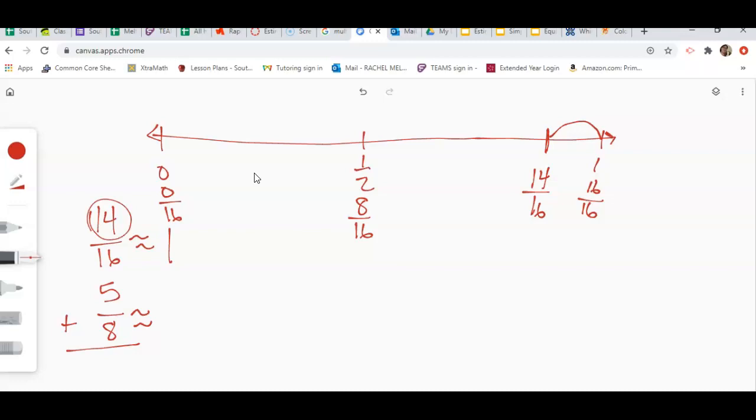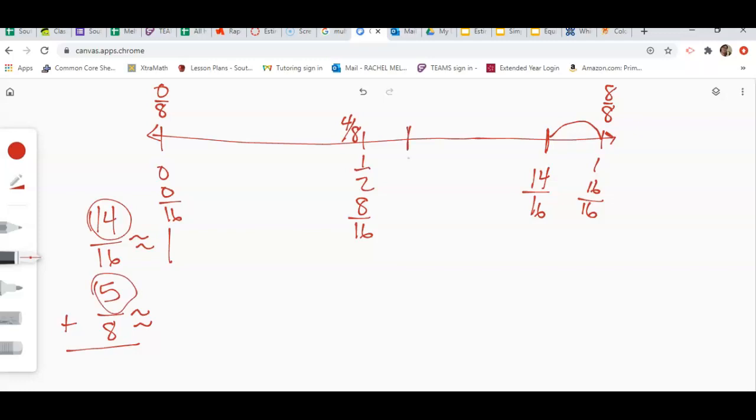All right, so let's do the 5/8. All right, so this would be 0/8. This would be 8/8. Okay, what is half of 8? Half of 8 is 4/8. So I have a 0, a 4, and an 8. Where is the 5 going to go?